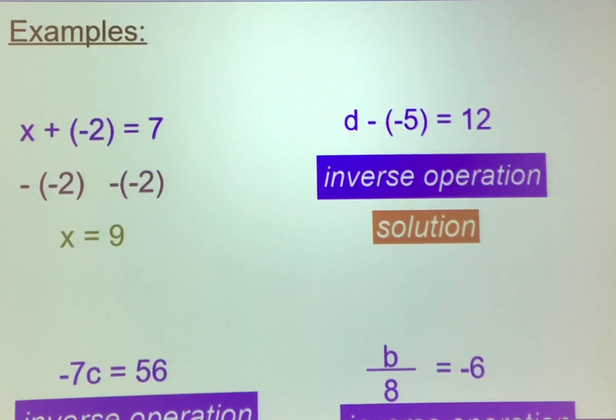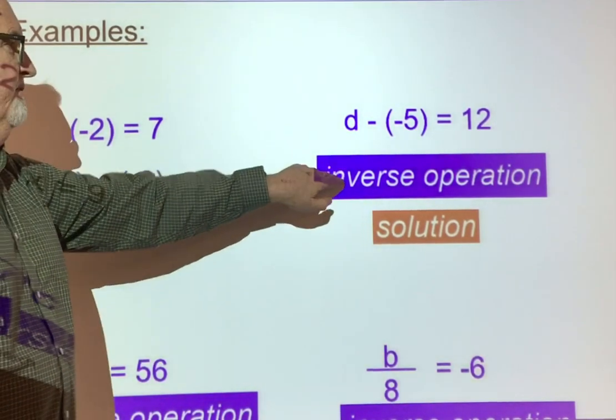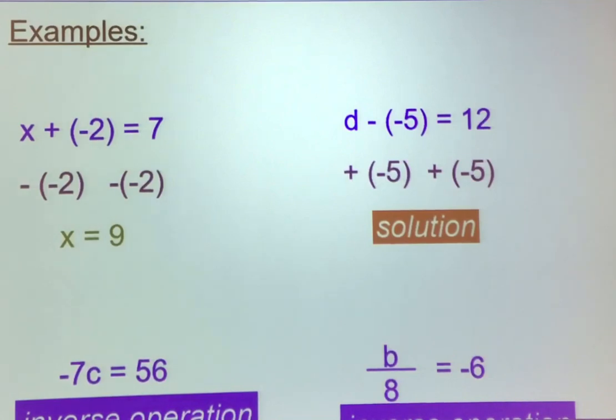Okay? The one there on the right is a subtraction equation, and it says d minus -5 is equal to 12. So let's take a look at that. Now, is the variable isolated? No, it's not. What are they doing to it? They're subtracting -5. Well, what's the inverse or opposite of subtraction? What undoes subtraction? Exactly, addition. So we need to add a -5 to both sides of the equation.